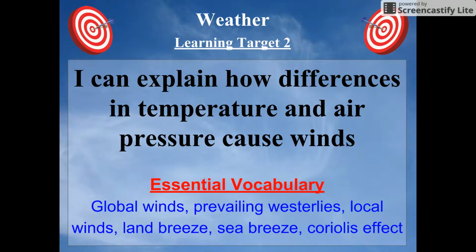Learning target number 2 for weather. I can explain how differences in temperature and air pressure cause winds. Your essential vocabulary is global winds, prevailing westerlies, local winds, land breeze, sea breeze, and Coriolis effect.